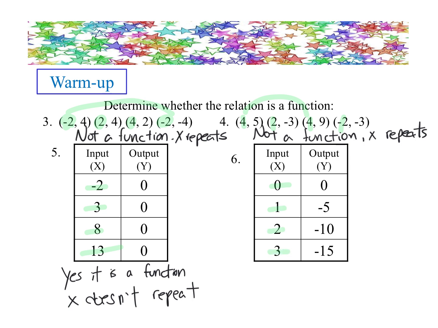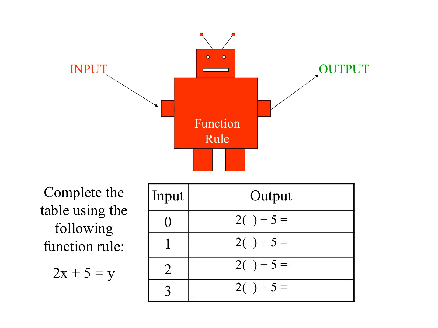Now looking at 6, we can see that is 0, 1, 2, and 3. Again, only worrying about the input for the function. Doesn't repeat, so yes, it is a function. The x does not repeat. So we're going to look for the input and the output.